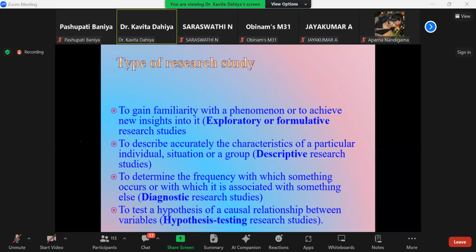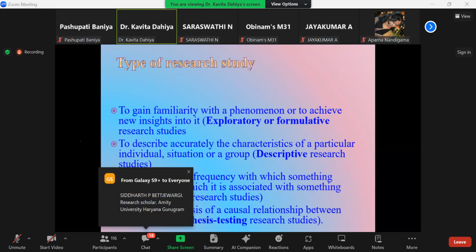Another one is descriptive research studies, where you are going to describe accurately the characteristics of a particular individual, situation, or group. Although you have a few facts in your hand, and these are already available, the target audience is not aware of these characteristics or facts, and you are describing them in a new pattern.